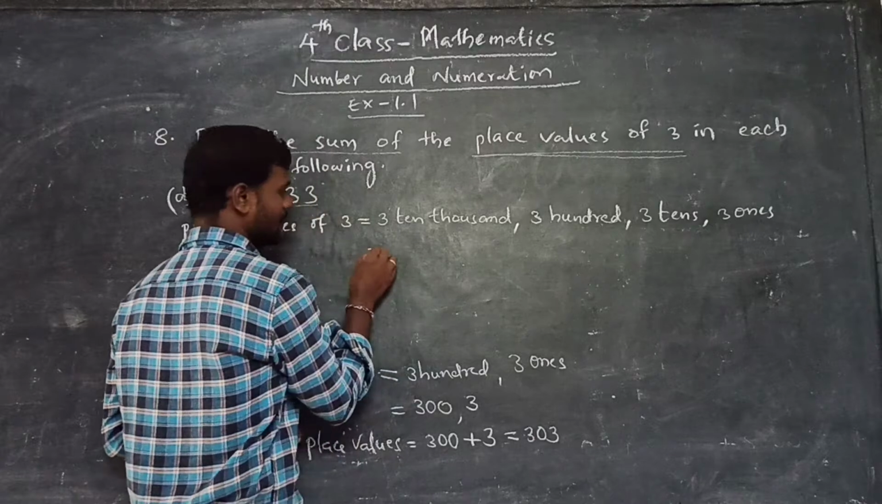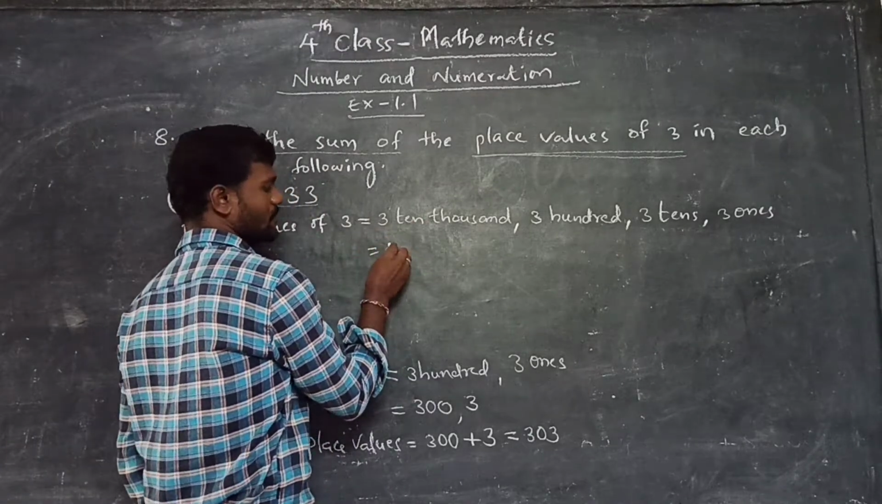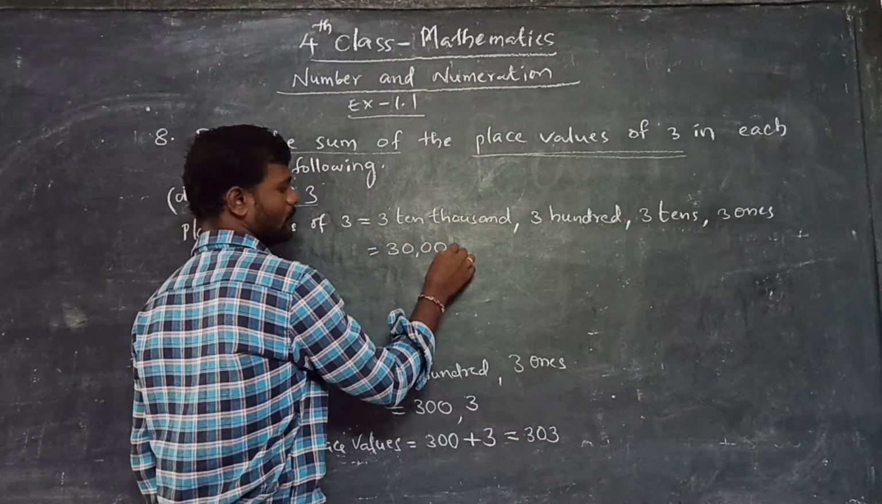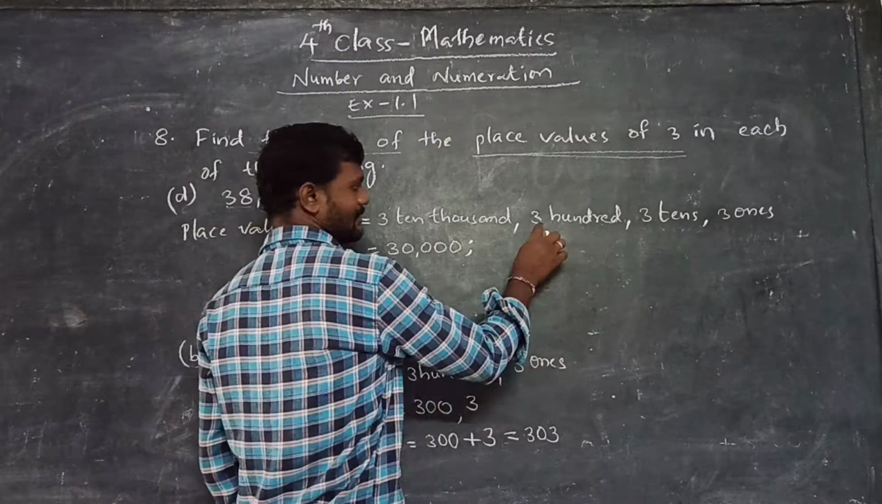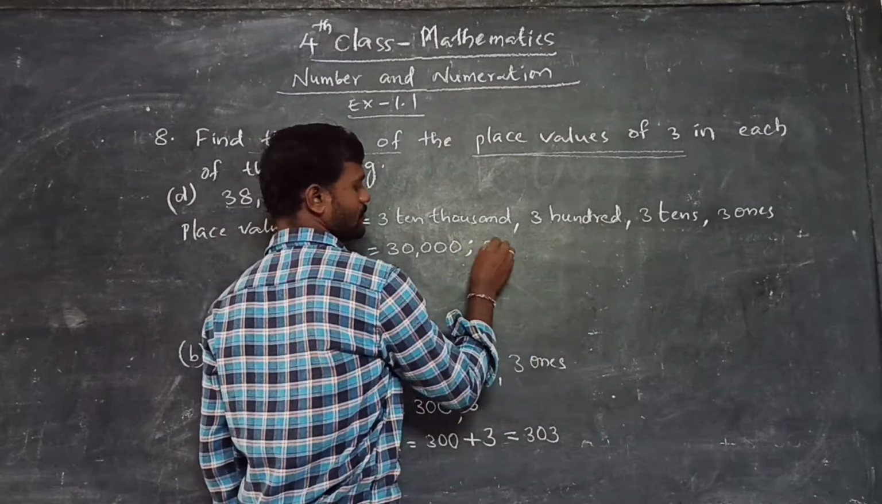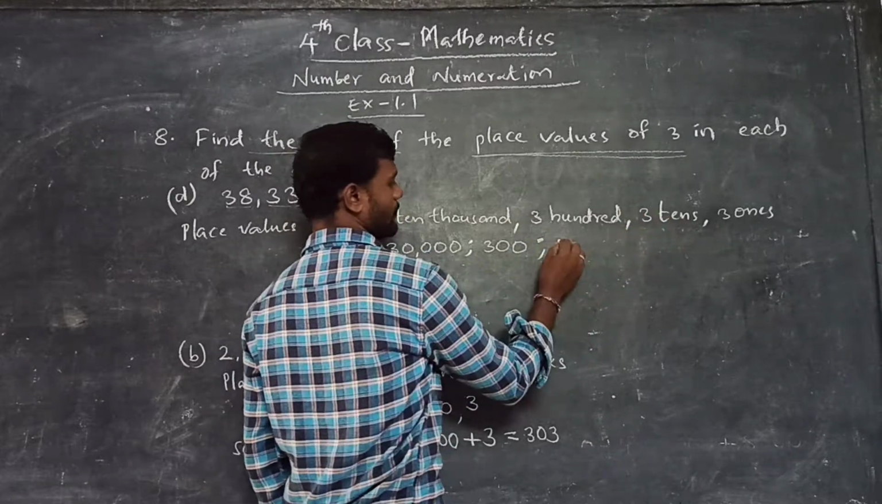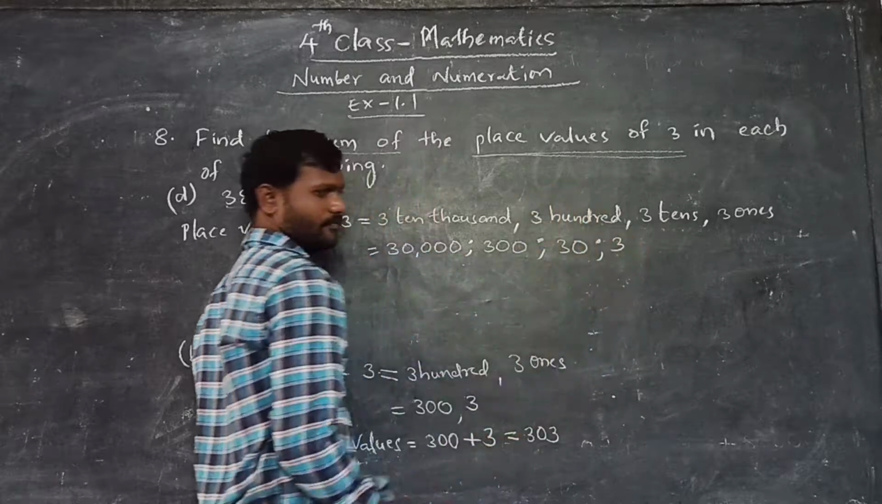So what can we write? 3 ten-thousands. 3 into 10,000s means 3 tens are 30, so 30,000. It is the place value of one 3. Okay. Next one, 300. So 3 hundreds. Next one, 3 tens, 30. Next one, 3 ones, 3.